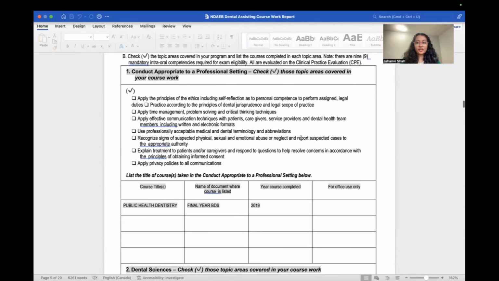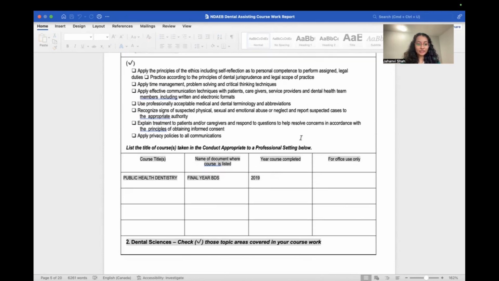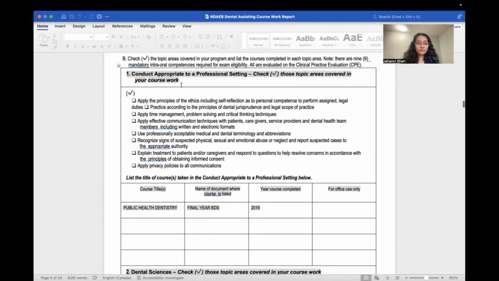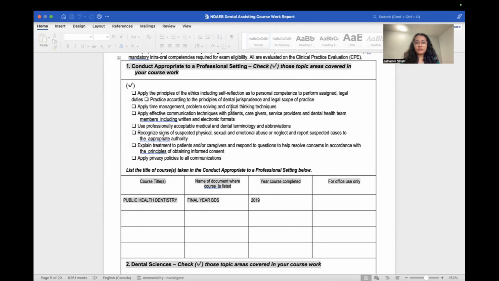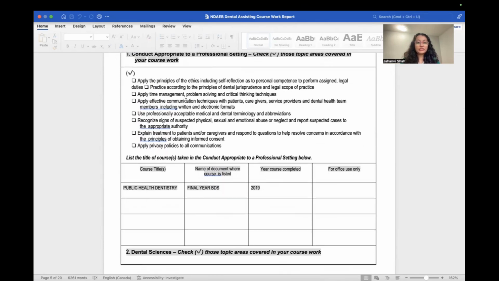Now, everything from here to the end of the report is basically asking you about all the duties and all the academic things that you have done in all your 4 years. So let's get started with that. In this part, it asks here: apply the principles of ethics, including self-reflection of personal competence, legal duties, time management, problem solving, explain treatment to patients, caregivers, or any privacy policies in terms of communication.